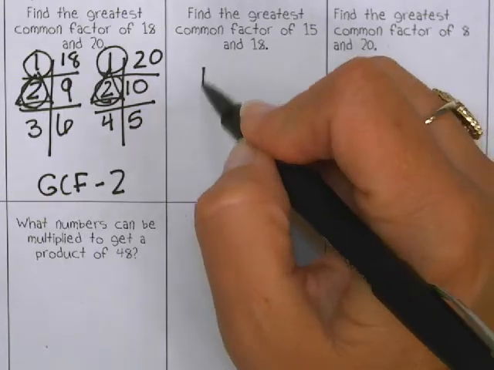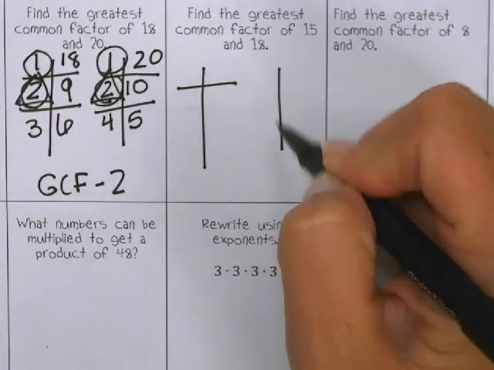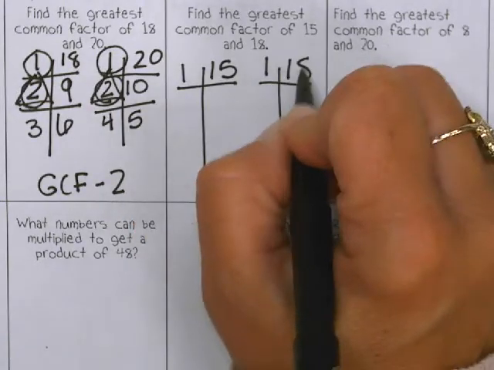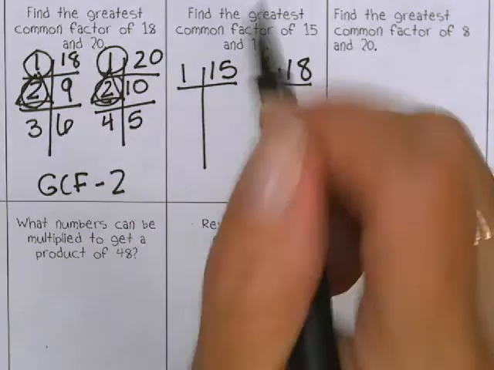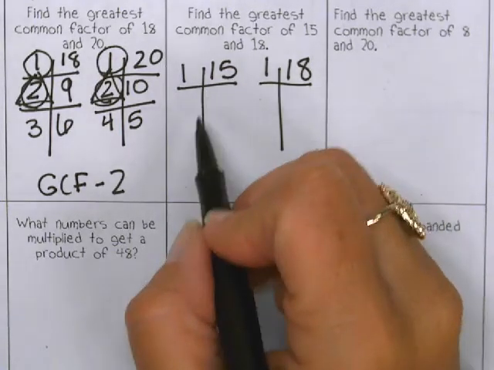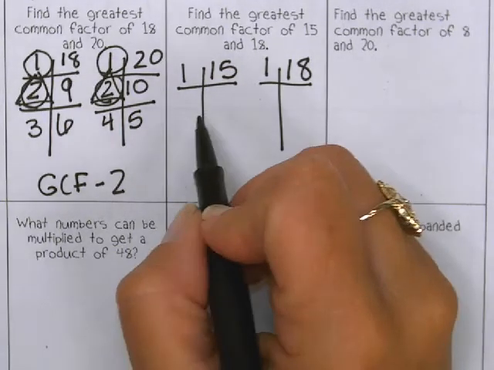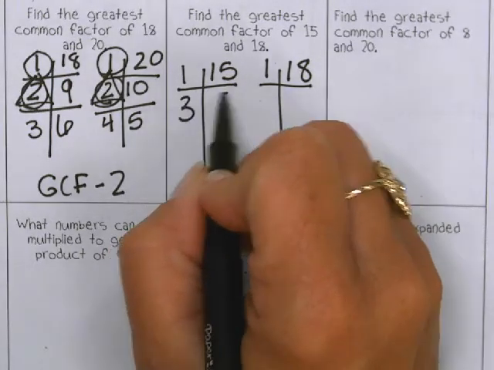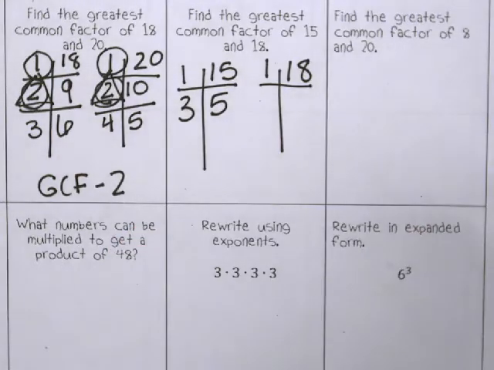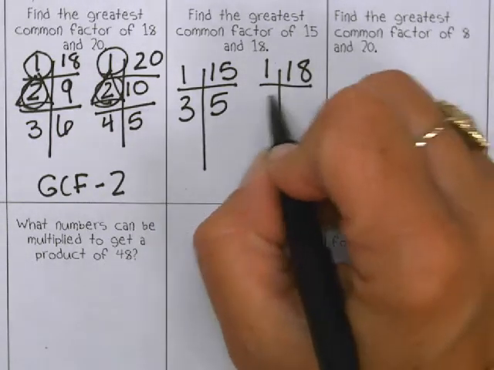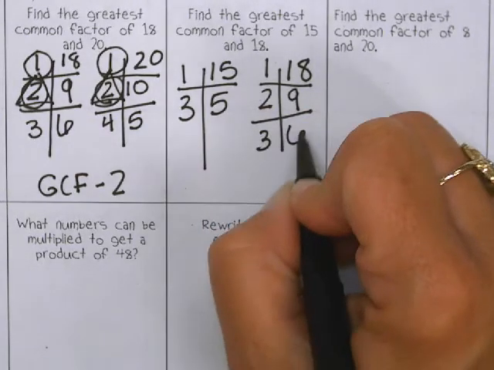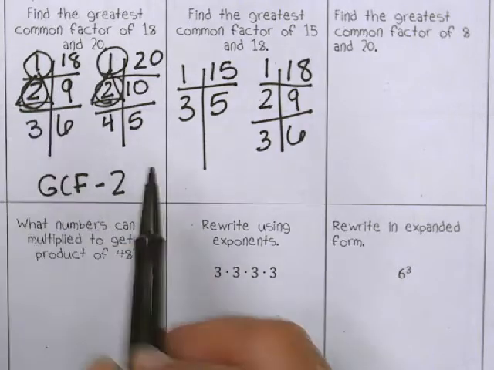So again, I go ahead and make my T-charts. 1 times 15 and 1 times 18. So just start both. Let's go back to 15. 1 times 15 is not going to be divisible by 2 because it's an odd number. I'm so sorry. It's not an even number. 3 divides into 15, 3 times 5. And I don't have any other numbers that I can multiply to make 15. 18 is divisible by 2, so 2 times 9 is 18. 3 times 6 is 18. You might remember that we did 18 over here, right? So you can always work smarter, not harder.